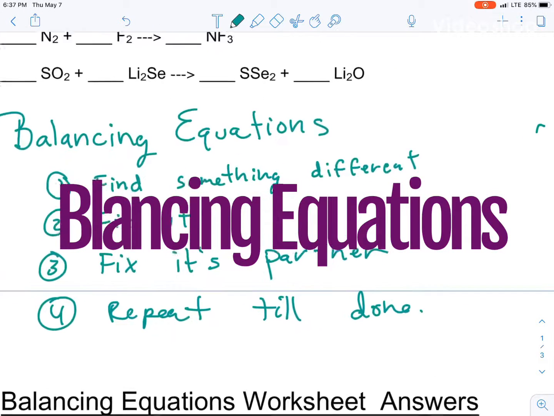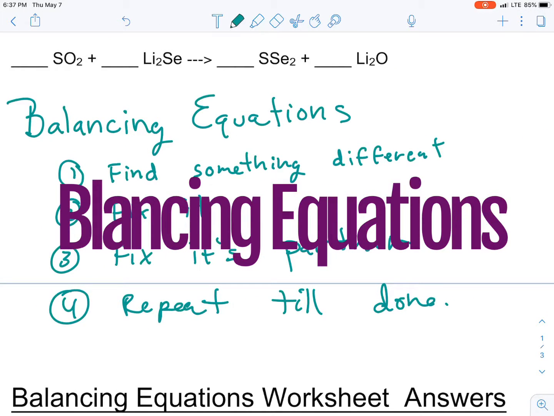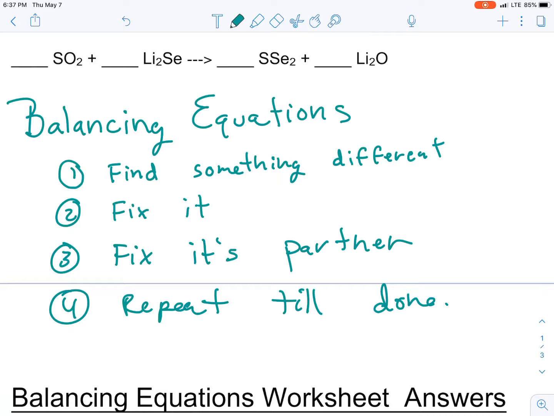Okay, today we're going to do some balancing equations. Balancing equations isn't that difficult to do. You just have to follow like a pattern. And this is my very own pattern that I made up, and it's what we used in class this year. So I hope this works most of the time. Now, sometimes you got to go old school and just count everything out, but this way works pretty good.